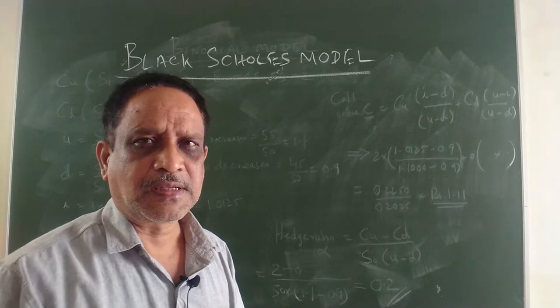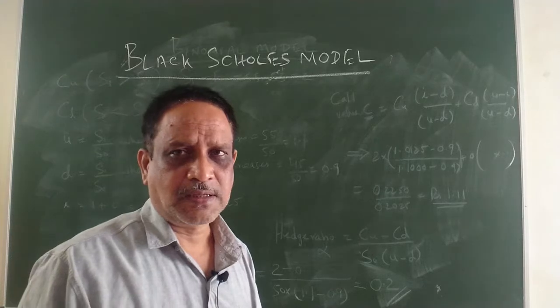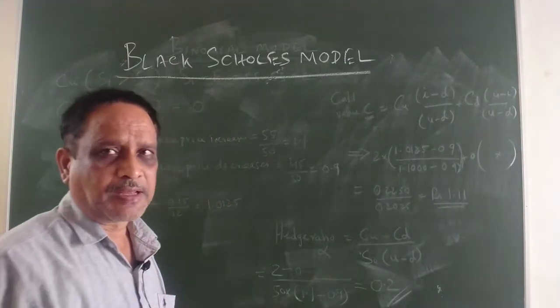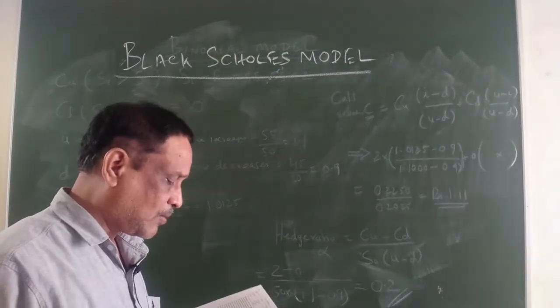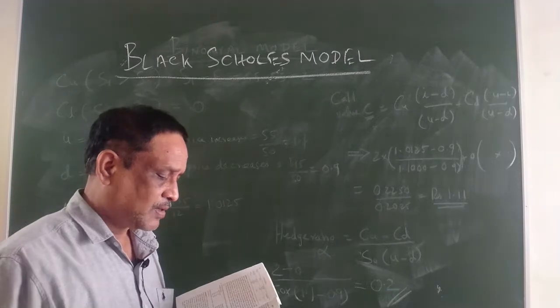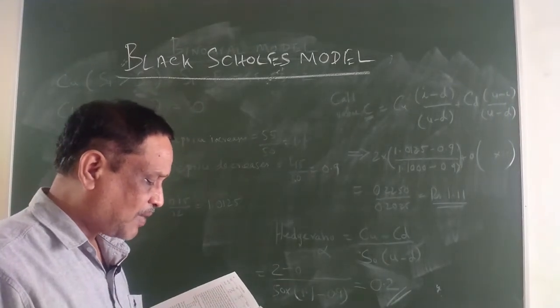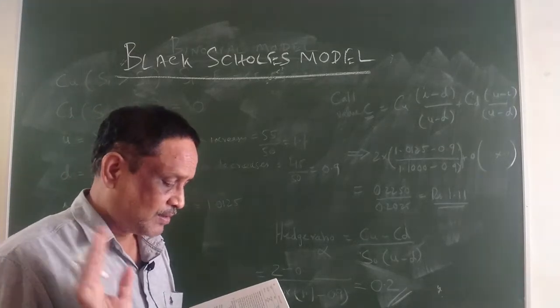Hello students, this is the second model in the evaluation of options and the important one, that is the Black Scholes Model. Read the problem clearly, which is given in the slide. We are supposed to calculate the values of call and put options using the Black Scholes Model. The current price, exercise price, time to expiry, everything is given.